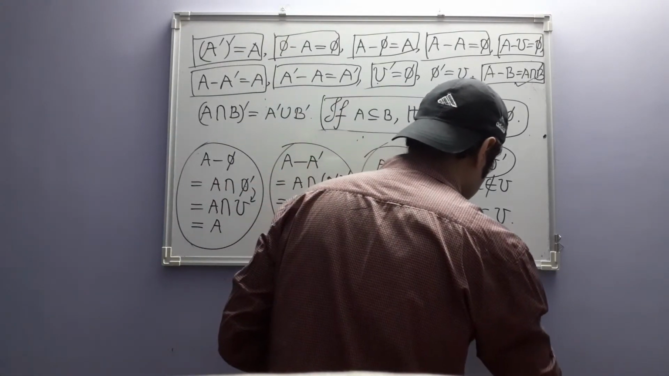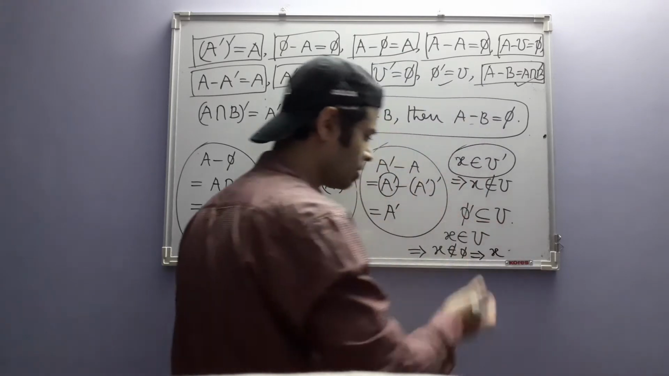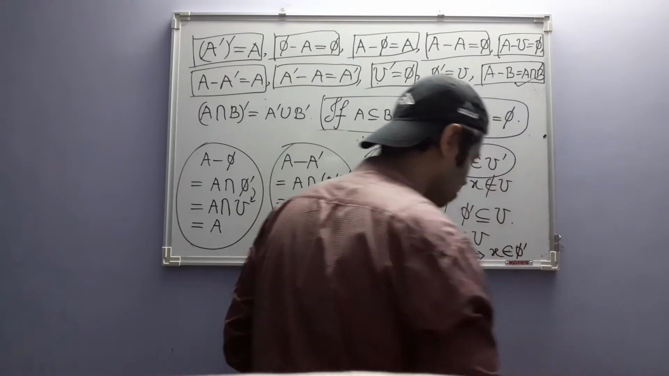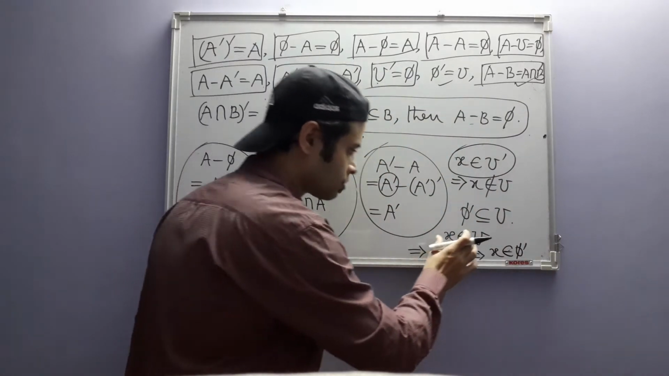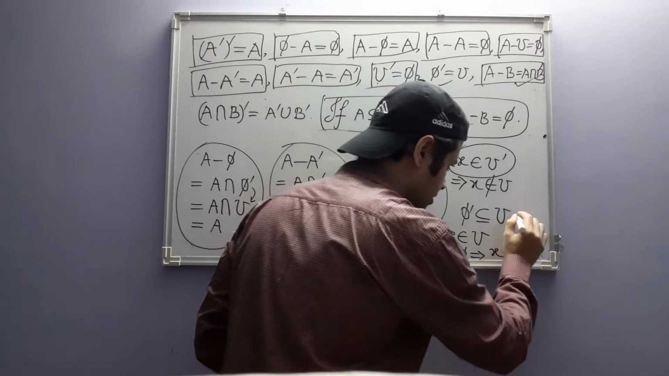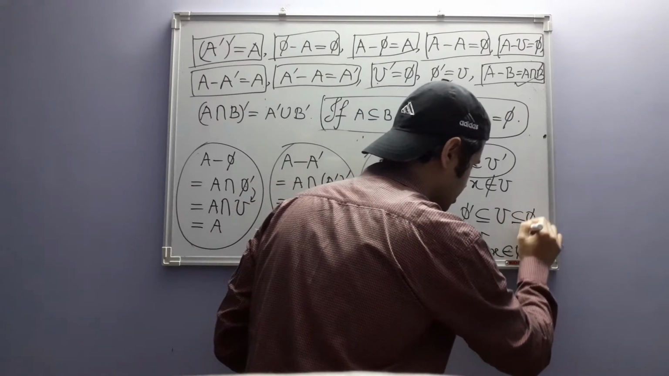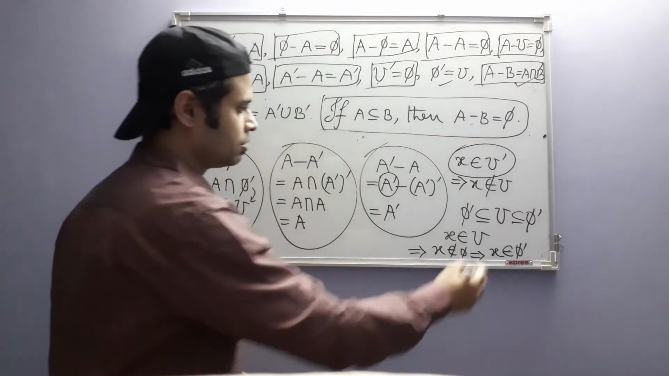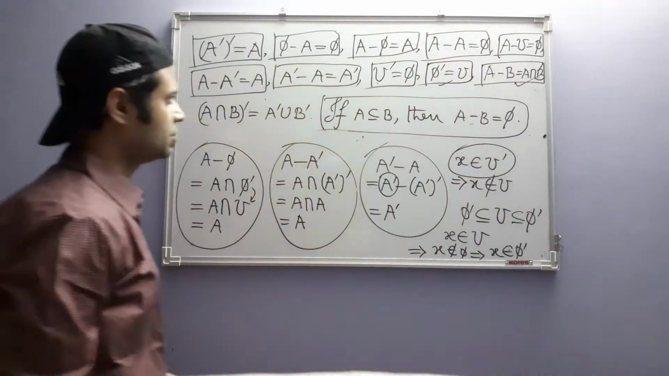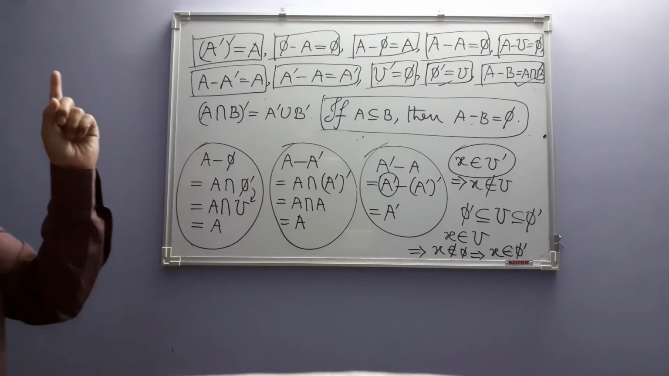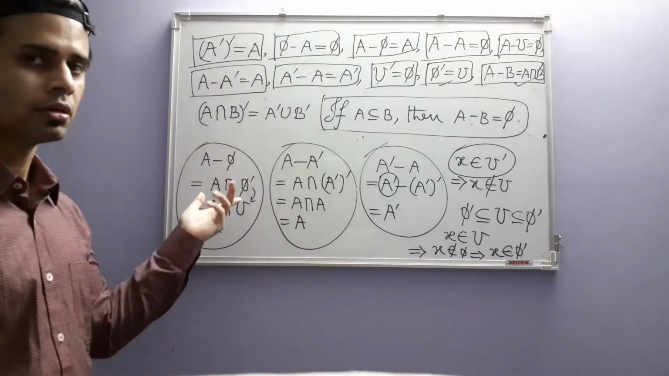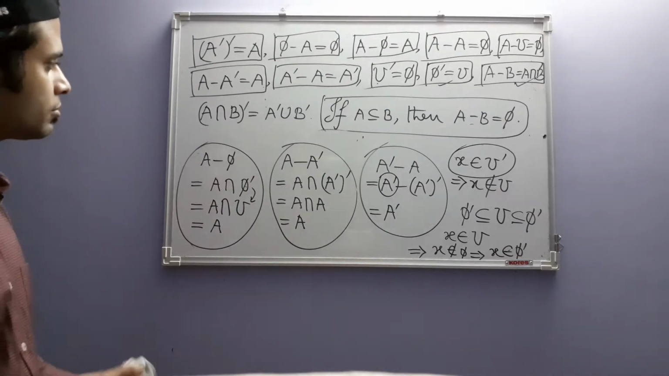Now this implies x does not belong to empty set means what? x belongs to the complement of the empty set. So any element in U is also in the complement of the empty set. So U is also a subset of this. So they are equal. So we have proved this. So there is only one thing left to prove, this De Morgan's law.